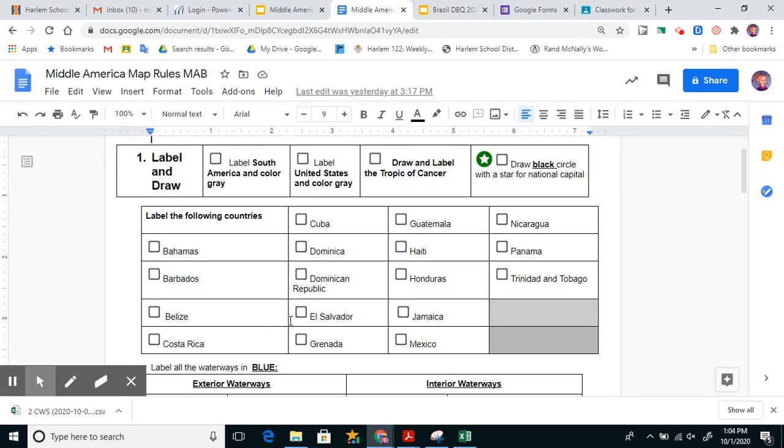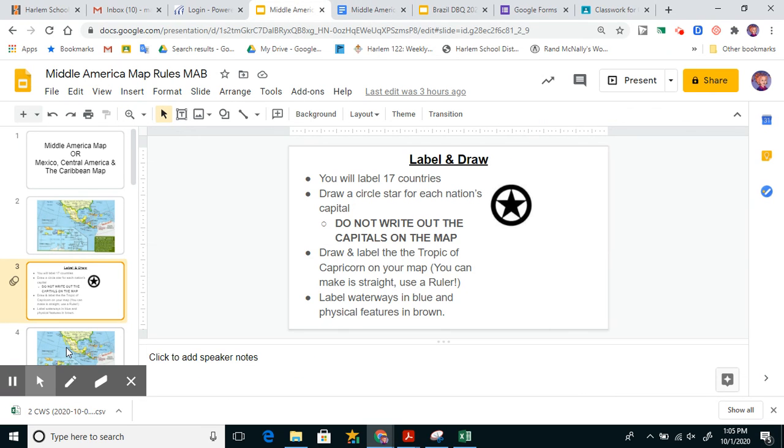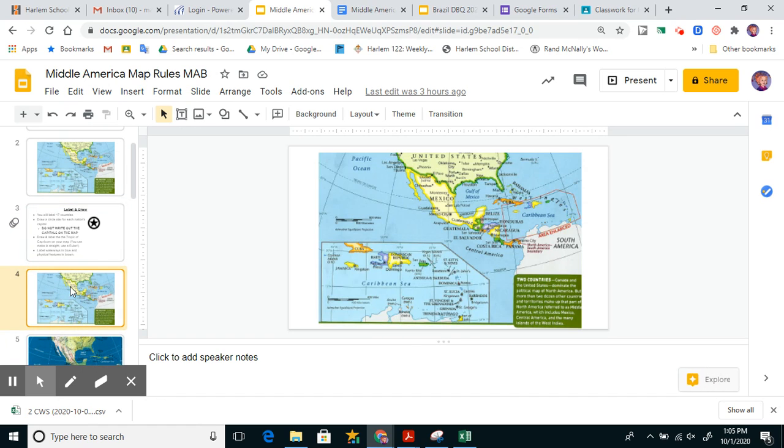The 17 countries are Bahamas, Barbados, Belize, Costa Rica, Cuba, Dominican Republic, El Salvador, Grenada, Guatemala, Haiti, Honduras, Jamaica, Mexico, Nicaragua, Panama, and Trinidad and Tobago. All the waterways you're going to label in blue. There's only a river and a lake that you have to draw in blue, and then the physical features are going to be labeled in brown.